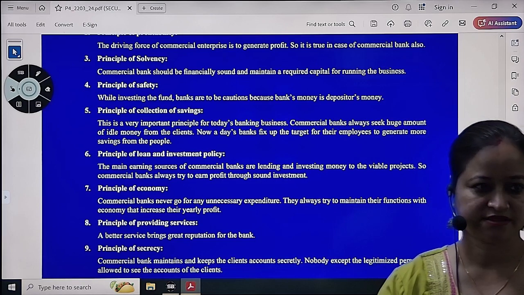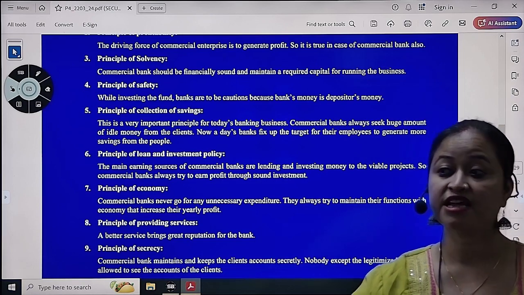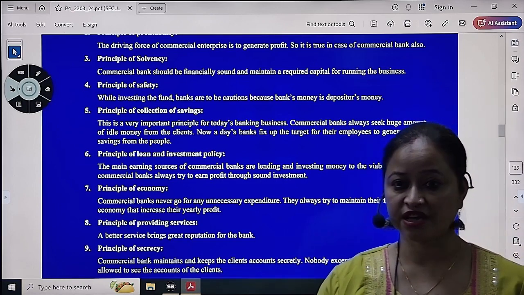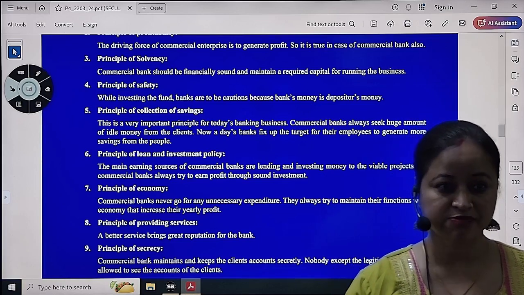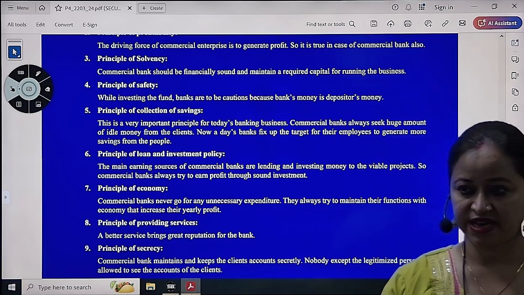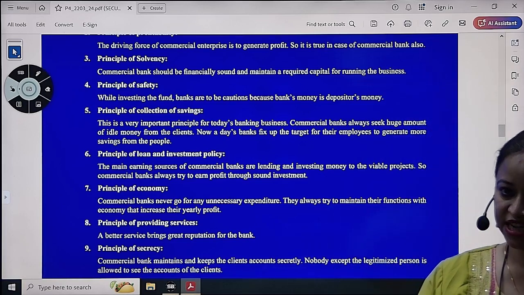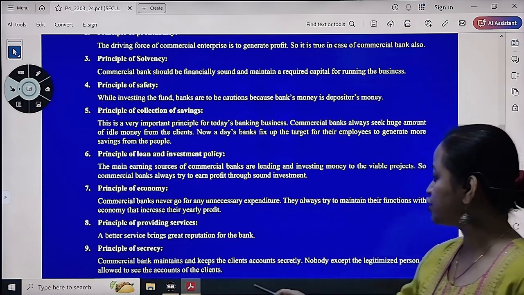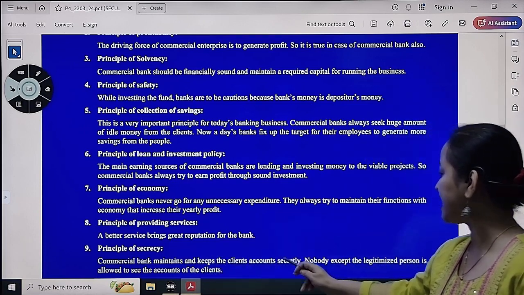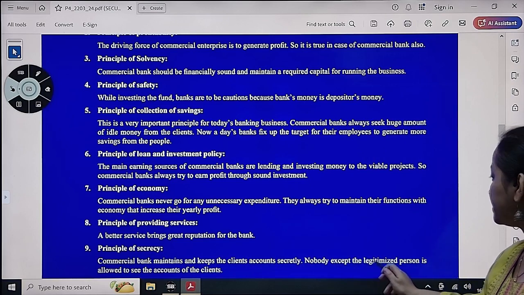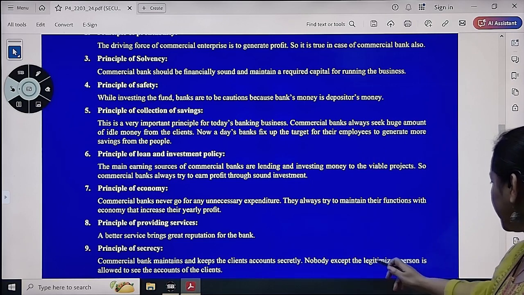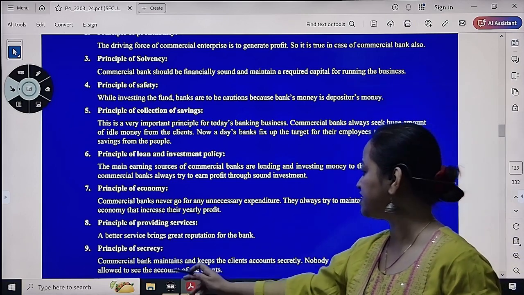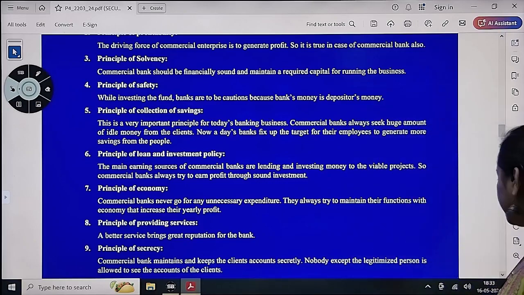They know it. लेकिन वही information बाहर लीक करेंगे, you think what will happen to that particular bank? Right? Secrecy maintained is very much important. So commercial bank maintains and keeps the client's account secretly. Nobody except the legitimized person is allowed to see the accounts of the clients.